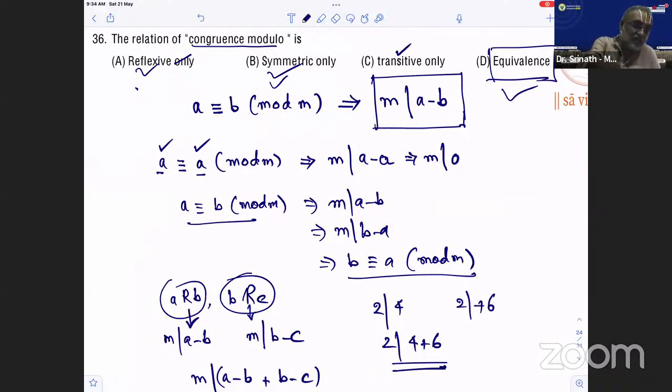I think you can forget this modulo because you have not been taught. It comes under number theory. I don't know if you have studied modulo somewhere in school, then it is okay. Otherwise, this is definitely a problem on relation which I have handled.